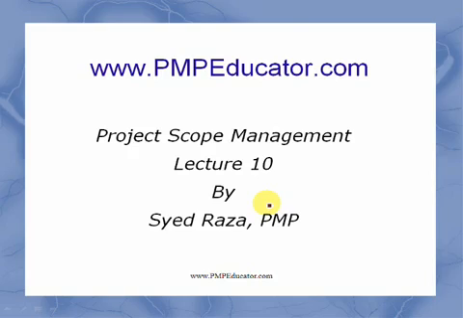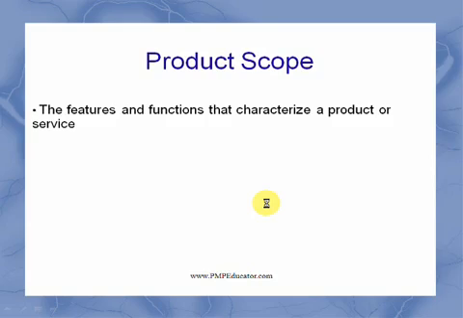Before going to the next process, which is the work breakdown structure, I would just like to discuss briefly some terminologies helpful in project management. And there are two terminologies which I will discuss, and there's a little bit of confusion between them. First is the product scope, and the other one is the project scope.